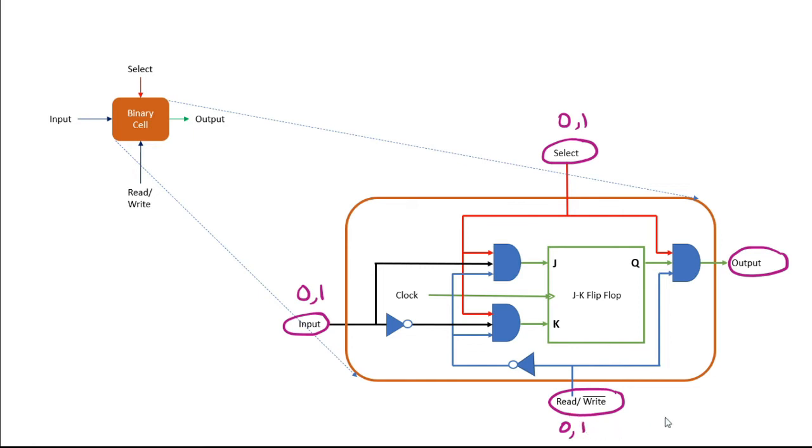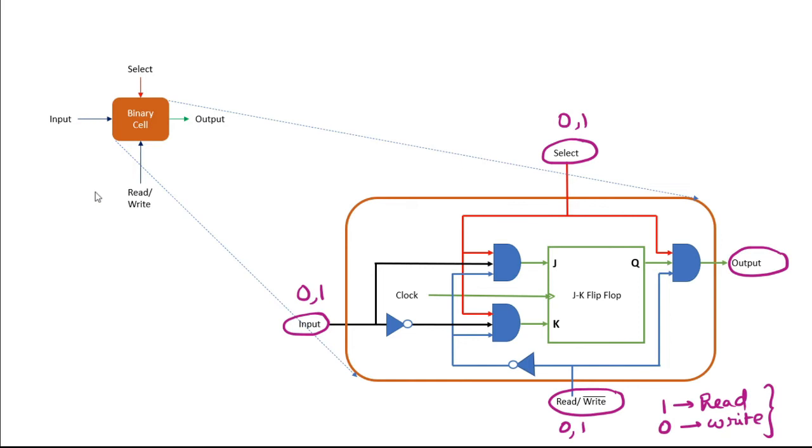But I would highly recommend you to take some time and try to dry run it by providing some values, since input can be either 0 or 1, select can be either 0 or 1, and read/write can be either 0 or 1. Here 1 means read, and 0 means write. I would highly recommend you to provide all these combinations one by one and see how this entire circuitry works. This will be like a homework for you, and it will give you a very good understanding of how a binary cell works.